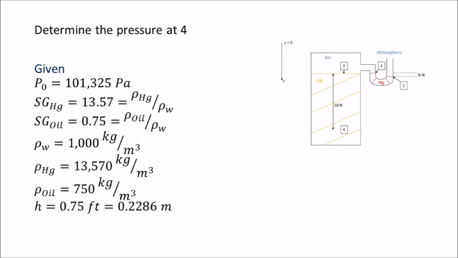We'll call the height difference in the manometer h with a value of 0.2286 meters, and the height between level 4 and the surface of the oil in the tank h prime with a value of 3.048 meters.